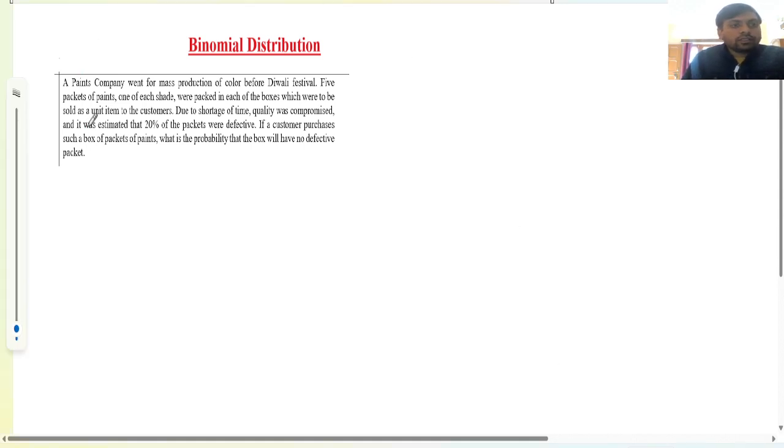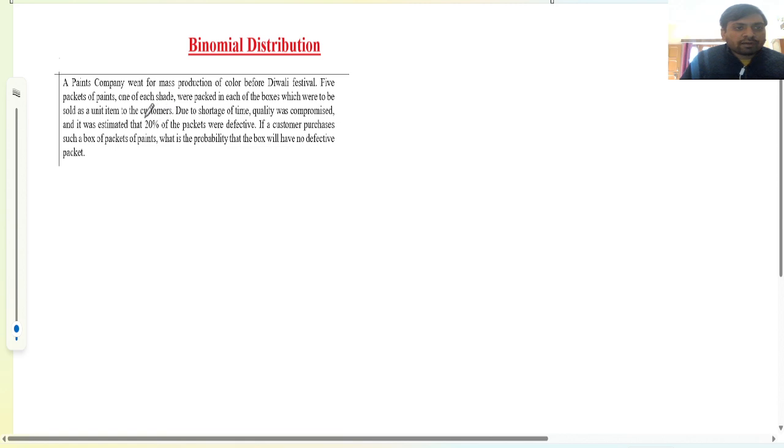In this question, a paint company went for mass production for color before the Diwali festival. Five packets of paints, one of each shade, were packed in each of the boxes, which were to be sold as a unit item to the customer. Due to shortage of time, quality was compromised, and it was estimated that 20% of the packets were defective. If a customer purchases such a box, what is the probability that the box will have no defective packet? First we will see why we are doing this question using binomial distribution.